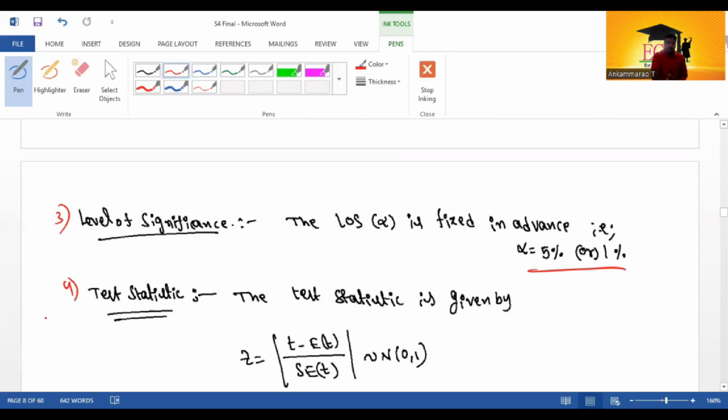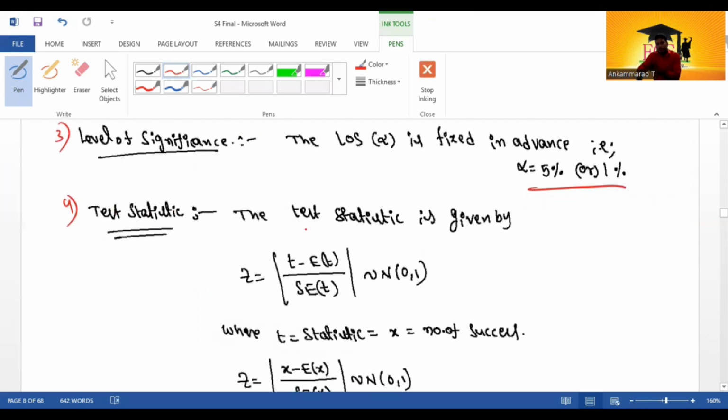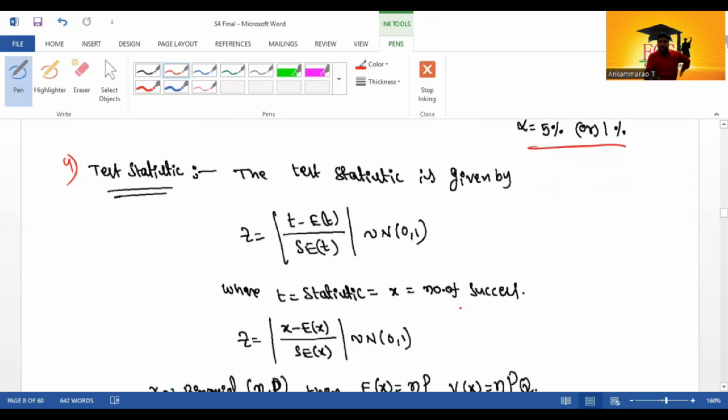The fourth one is the test statistic. The test statistic is Z equal to t minus expectation of t divided by standard error of t, which follows N(0,1). Here t is the statistic.